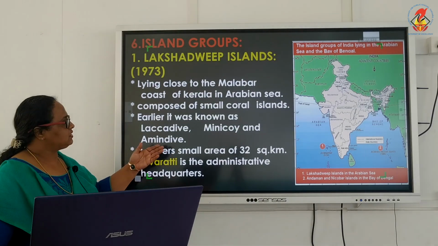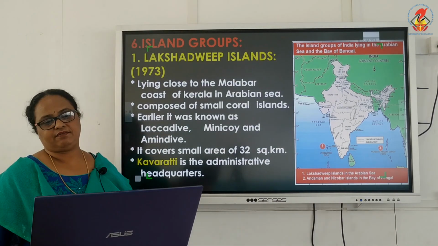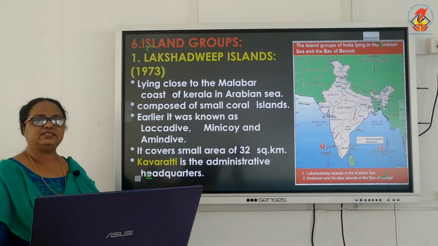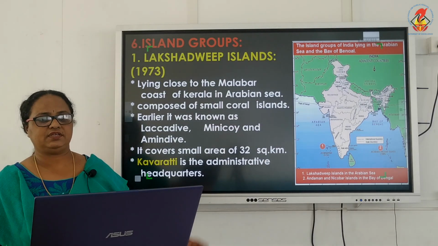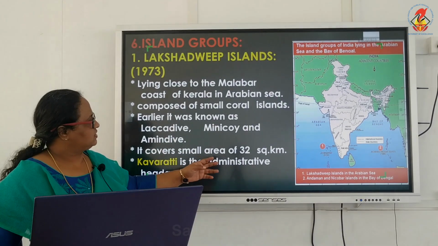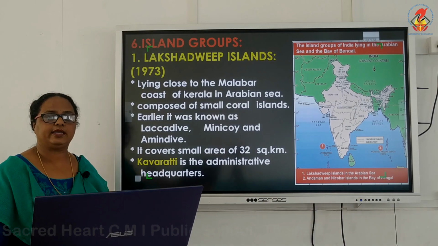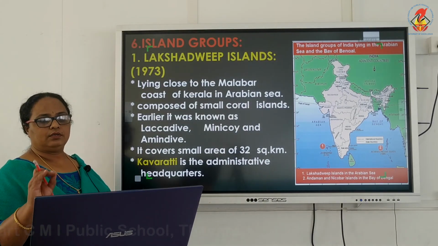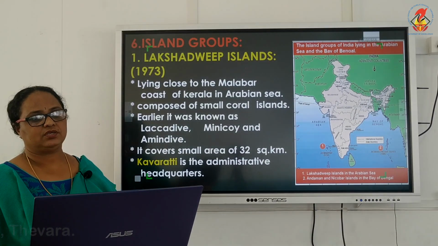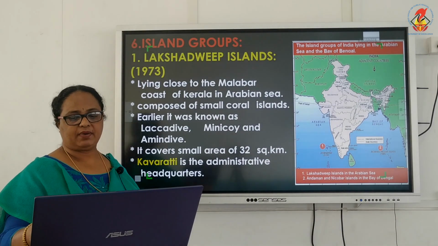Earlier, Lakshadweep was known as Laccadive, Minicoy and Amindivi. These are the three names given to it many years ago. It covers an area of 32 square kilometres, and its administrative headquarters is Kavaratti. So these are the important things you need to know with respect to the Lakshadweep Islands.